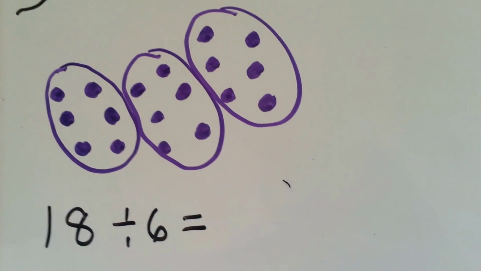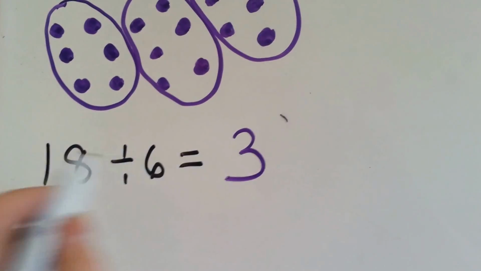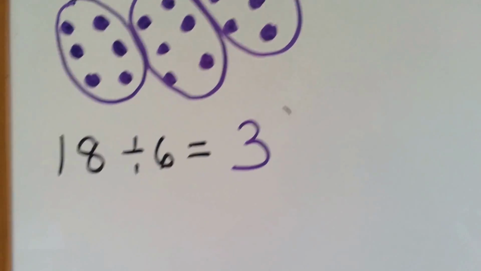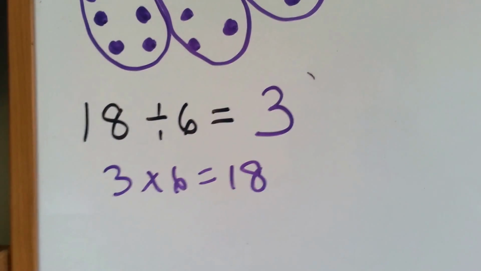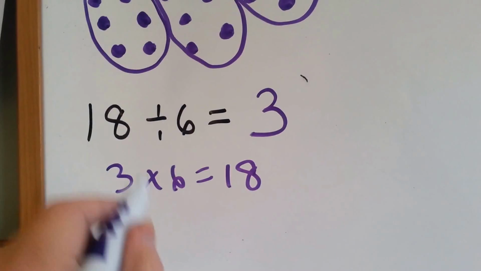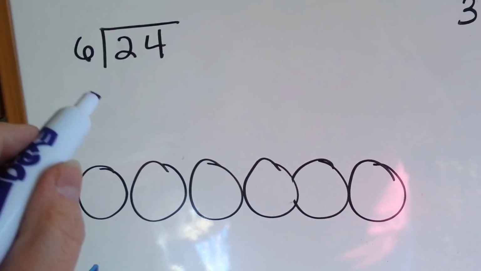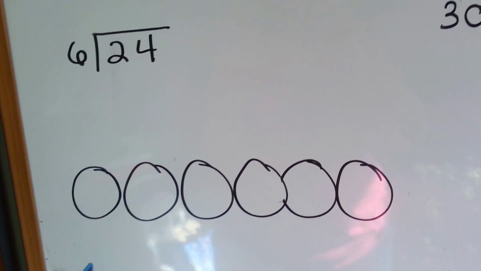How many groups did I make? 3. 18 divided by 6 is 3. 3 times 6 equals 18. That's the inverse, see? Multiplication is the opposite of division. Let's try this one. 6 goes into 24 how many times?